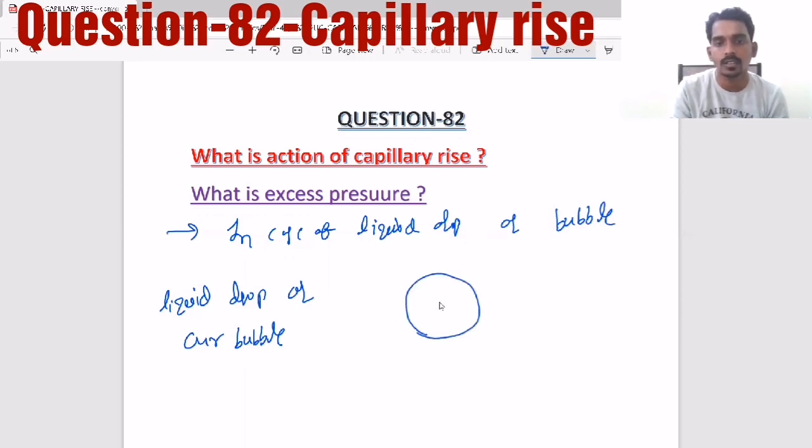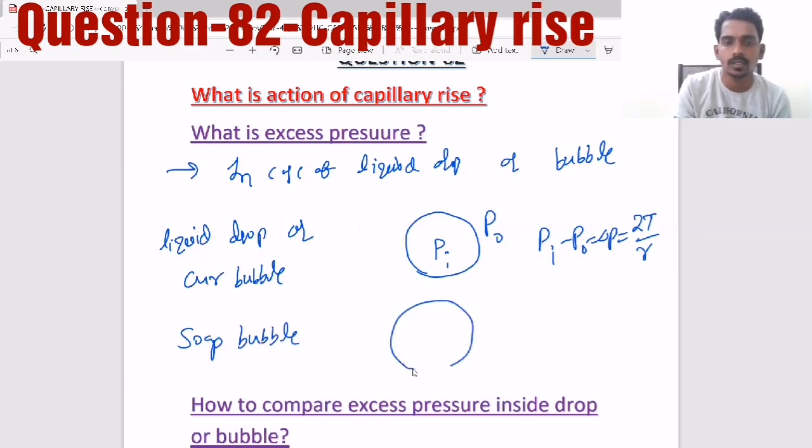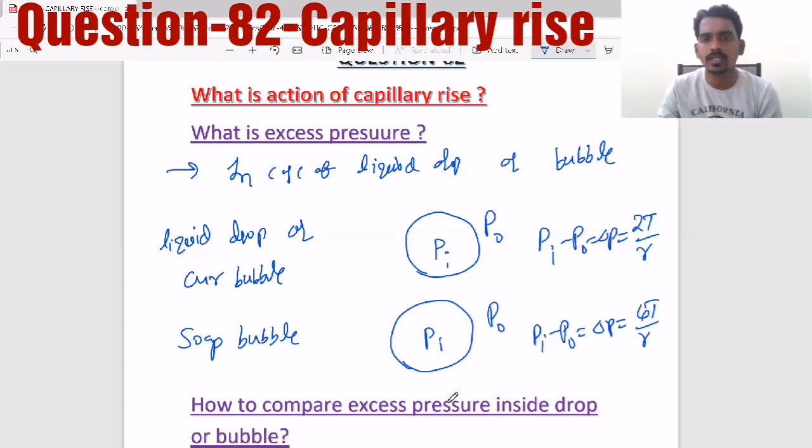When you consider this, there is always greater pressure inside than outside, and that pressure difference is called excess pressure. It is given by 2T by R, where T is surface tension and R is radius. In case of a soap bubble, there are two surfaces. That's why here the excess pressure Pi minus P naught will become 4T by R. This is the excess pressure inside a soap bubble, liquid drop or air bubble.